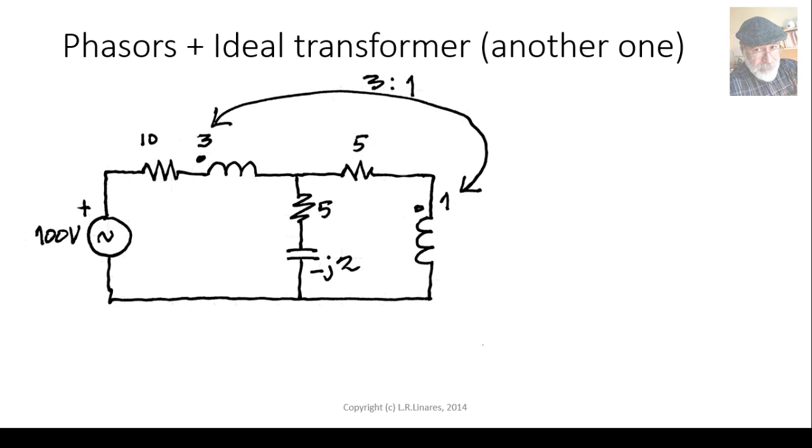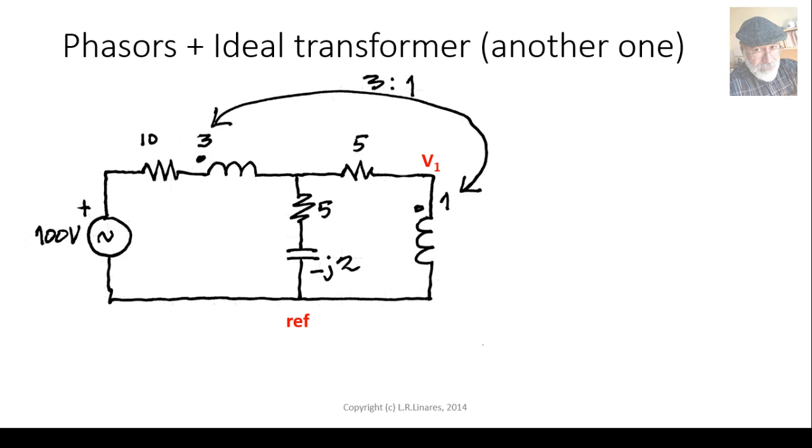We remember that the voltage on the high side is 3 times the voltage on the low side in this transformer, but the current on the low side is 3 times the current on the high side, and if the current is entering a dot on one side, the current is leaving the dot on the other side. Let's see how we can relate them.